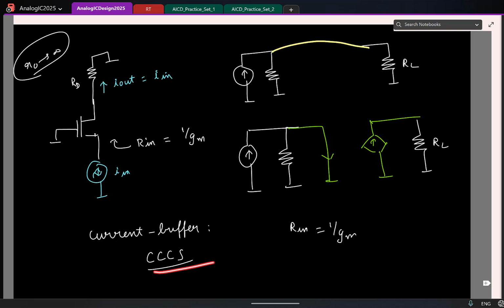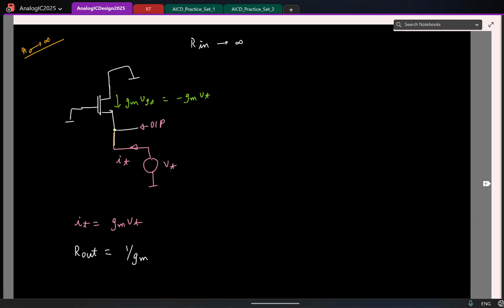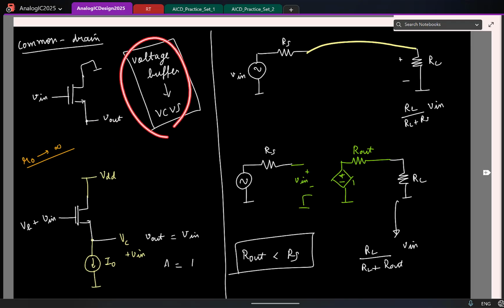So common gate is a current controlled current source. Similarly, if I had common drain, what kind of controlled source was it? Voltage controlled voltage source, right? That's a voltage. So let's stop here and we'll continue.